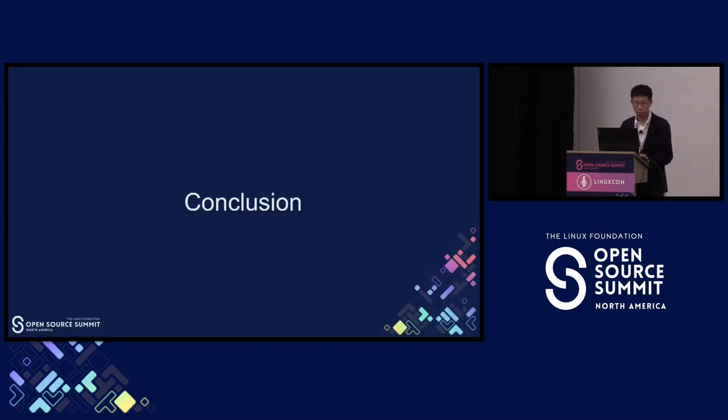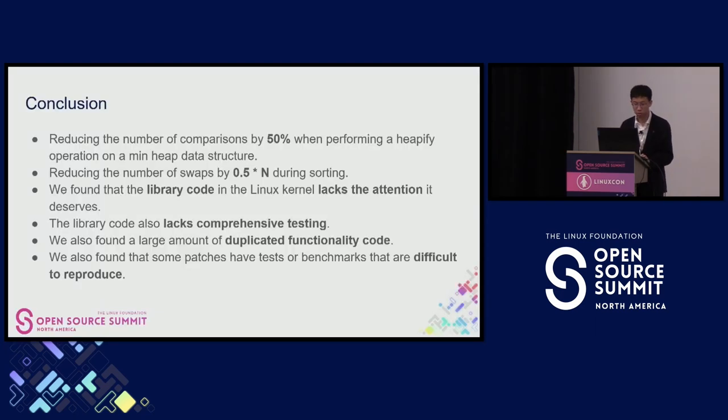So this is the short conclusion. The work done by me is that we could reduce the number of comparisons by 50% when performing a heapify operation in the min heap data structure. And we also did optimization in the Linux kernel library code for sorting to reduce the number of swaps by 0.5 times during sorting.